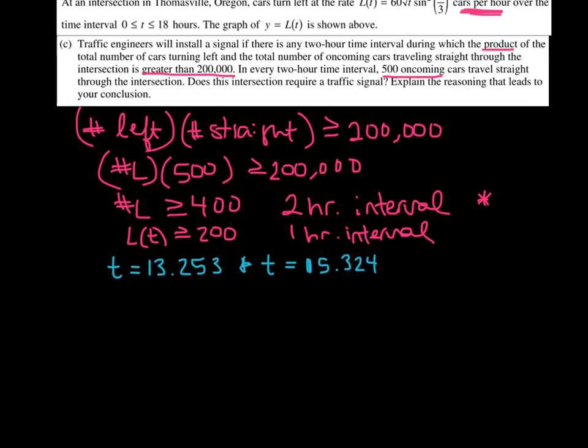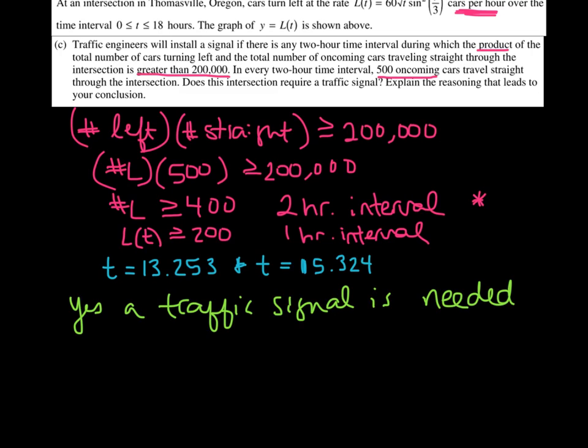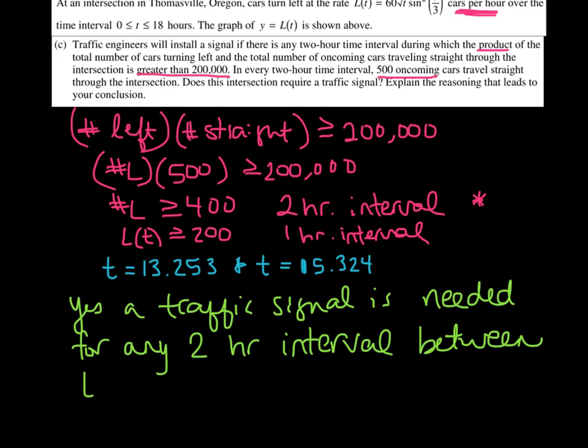Okay, so I would then make this conclusion. I would say yes, a traffic signal is needed or required for any 2-hour interval between t equals 13.253 and t equals 15.324 hours. Okay, so that was kind of an interesting, different type of question.